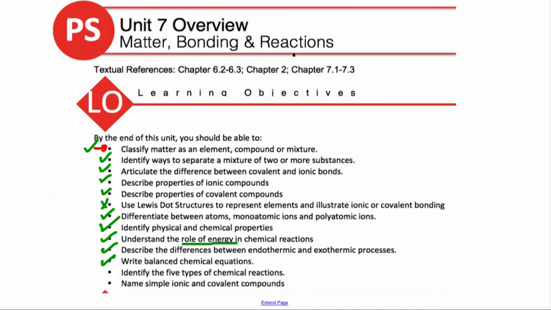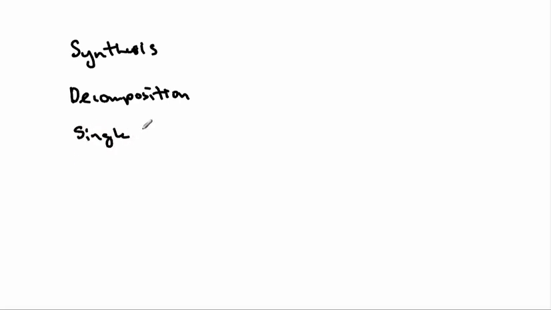Okay. Next is going to be looking at types of reactions. And there were 5 types, and let's go over them relatively quickly. So we've got one type, synthesis, our second type, decomposition, and then we have single replacement, double replacement, and combustion.